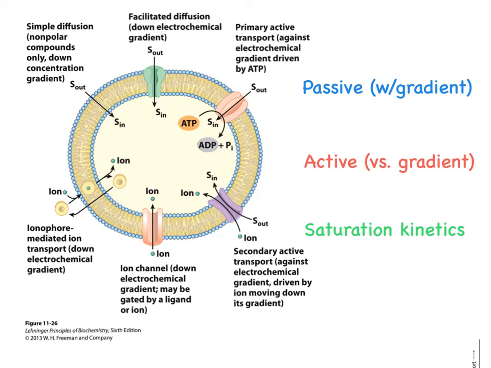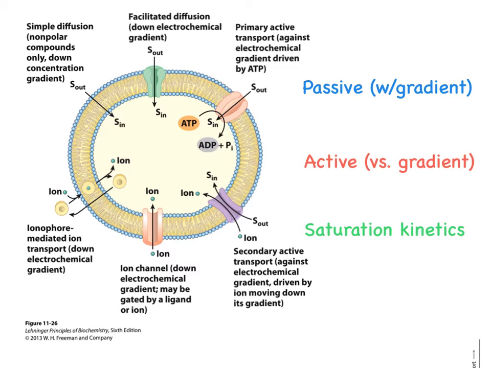So in this situation, you would not need any additional energy source because you're going with the gradient. The second type of process would be active processes, where the molecules are being transported against an electrochemical gradient. In this case, because we're going against that electrochemical gradient, the process will require some type of energy source, and we'll go through what each of those are.